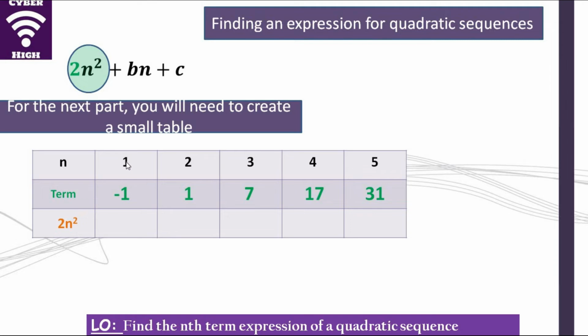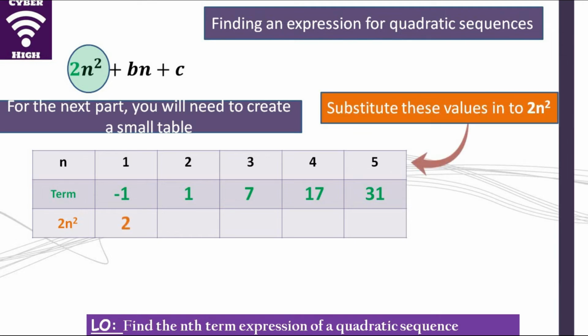So 2n squared, we are going to find the value of 2n squared. We will be taking the value of n. For the first one, n is 1. So we'll put 1 and square it and multiply by 2. So 1 squared is 1, multiply by 2, we get what? 2. Now 2 squared is 4 times 2, 8. 3 squared is 9 times 2, 18. 4 squared, 16 times 2, 32. And finally, 50.